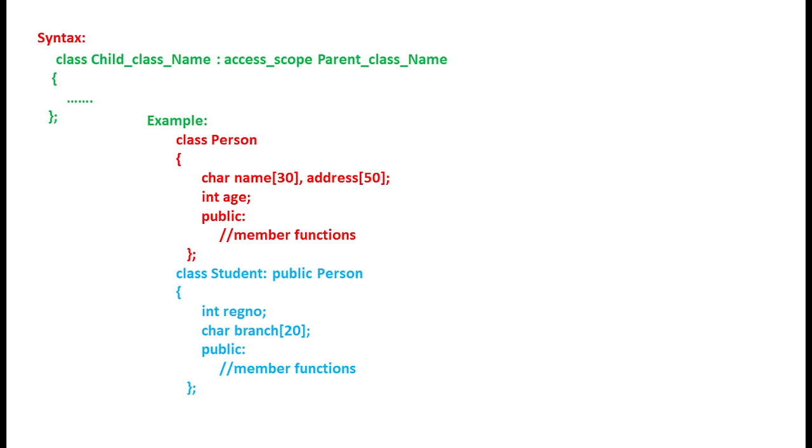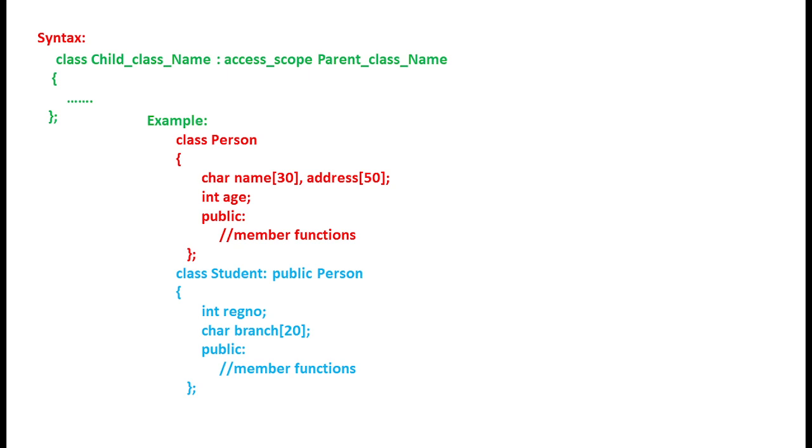Here you can see the example also. Class Person is the base class. In that we have the properties name, address, and age of the person, which are common to everyone. Beyond that, we have many other properties common to a person, but for demonstration purposes we have taken only these three.